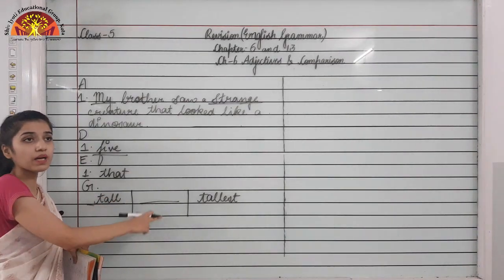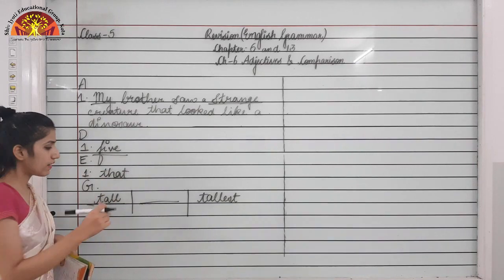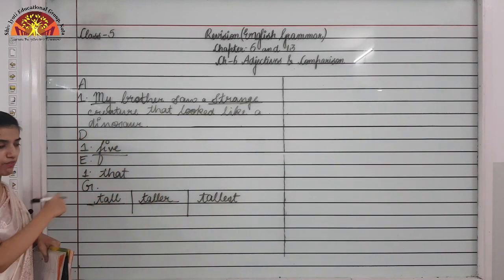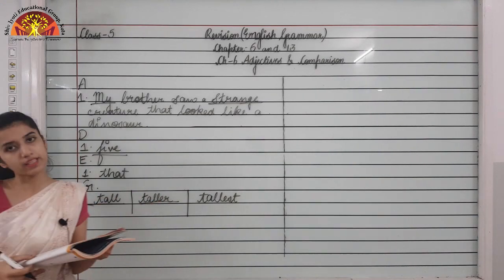What do we do to make the comparative degree? We add er at the end, that is taller. Okay, so we got the answer. You have to complete the table like this only.